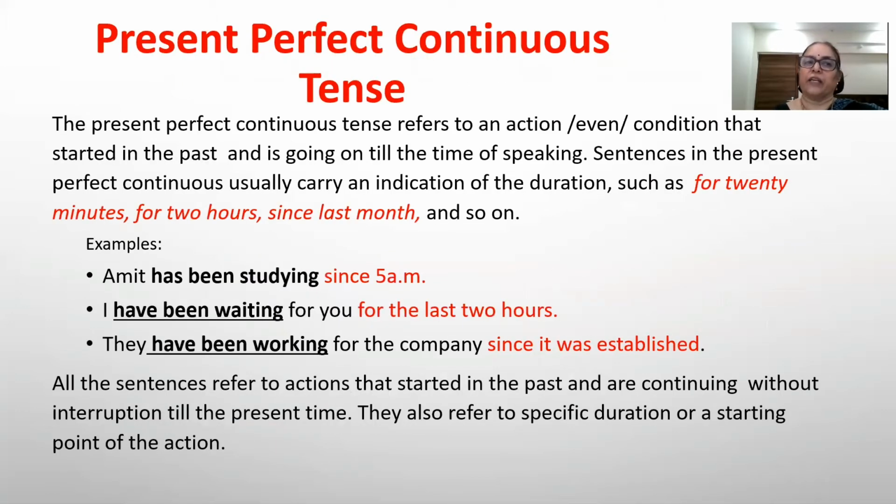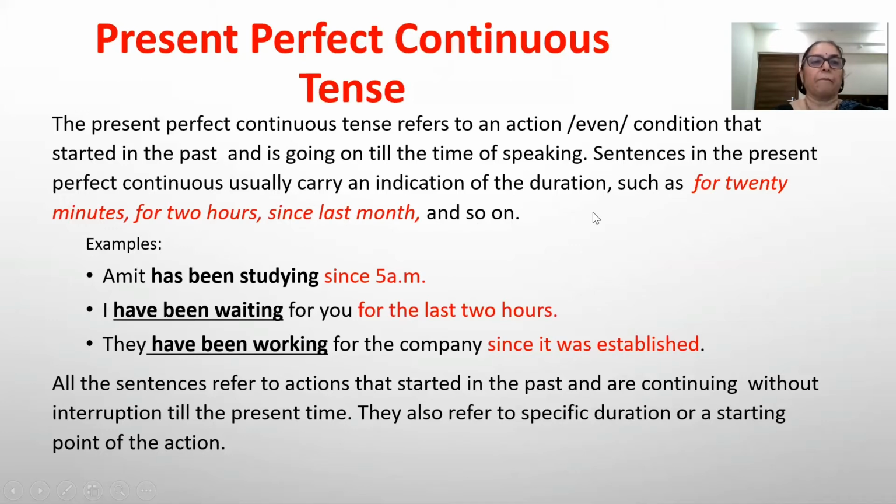And present perfect continuous tense. This present perfect continuous tense refers to an action or event or condition that started in the past and is going on till the time of speaking. Sentences in the present perfect continuous usually carry an indication of the duration, such as for 20 minutes, for 2 hours, since last month, and so on. So the duration is mentioned there.